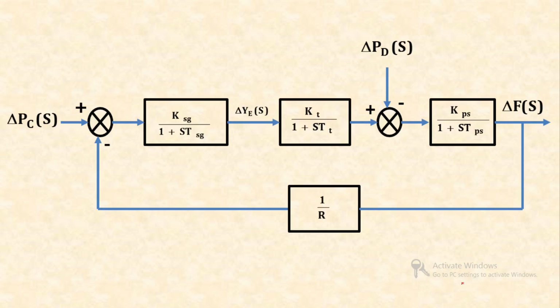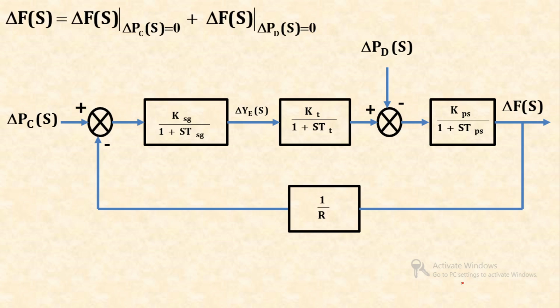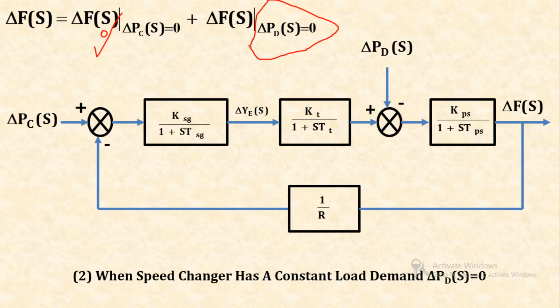Okay. Now consider the second case. Again delta F of S is equal to delta F of S when delta PC of S equals 0, which we have found out. Now it is time to find out the delta F when delta PD of S equals 0. So consider the second case when the speed changer has constant load demand. If load demand is constant, then the change in load demand is equal to 0.